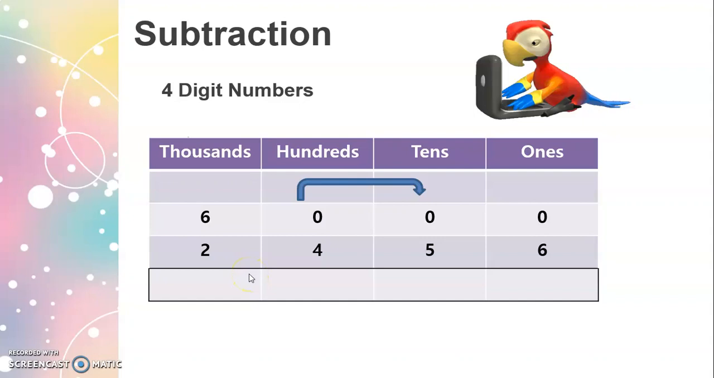We need to subtract these two 4-digit numbers, 6,000 and 2,456. To subtract these two numbers, I need to write them one below the other. I will write the 6,000 above because it's a bigger number, and I will write the 2,456 below because it's the smaller number. I will start from the ones place. That is the rightmost place.